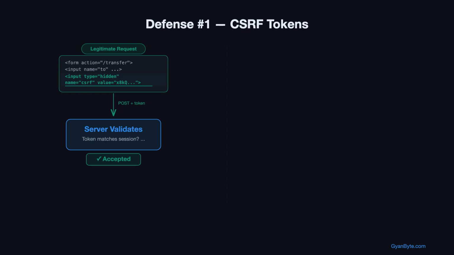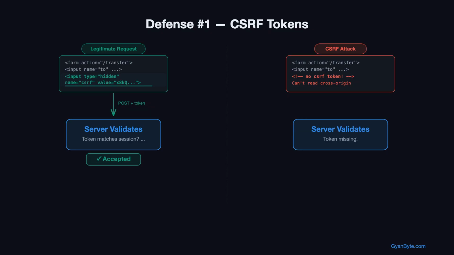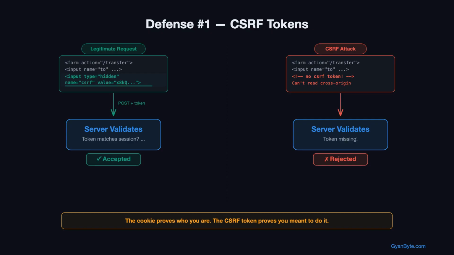Now the attacker. They can create a form that points to your site, but they can't read the token from your page. The same origin policy prevents it. Without the token, the request gets rejected. Every time. The cookie proves who you are. The token proves you meant to do it.